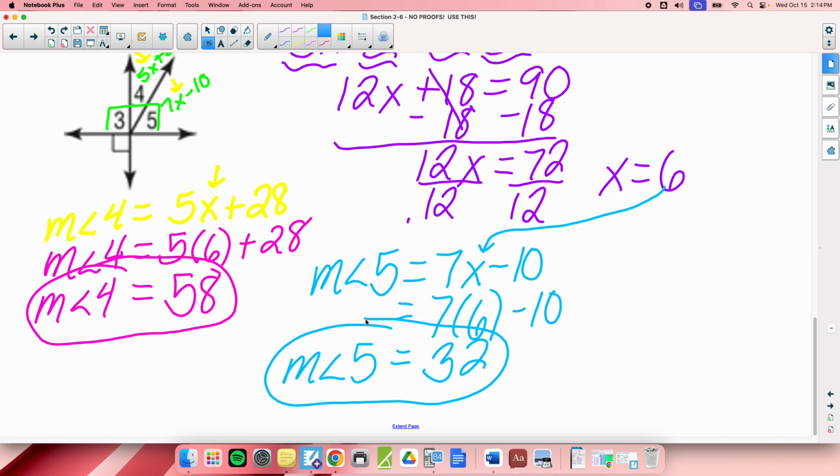Okay? 42. Christian has a question. Do we have to check it if we know it's right? You do not have to check it, but you do have to find those two. But if you did what I was saying, like when I said, if this is 58, do we know this? If you're confident that it's right, you're fine.